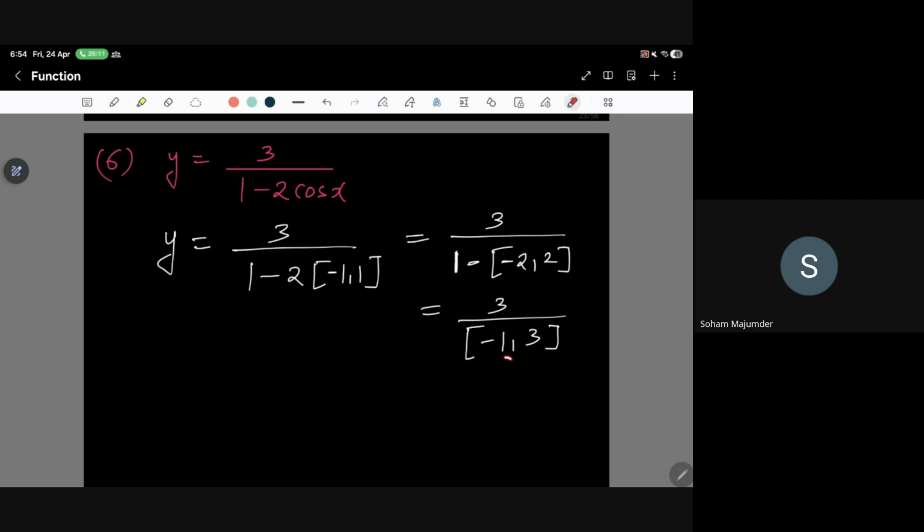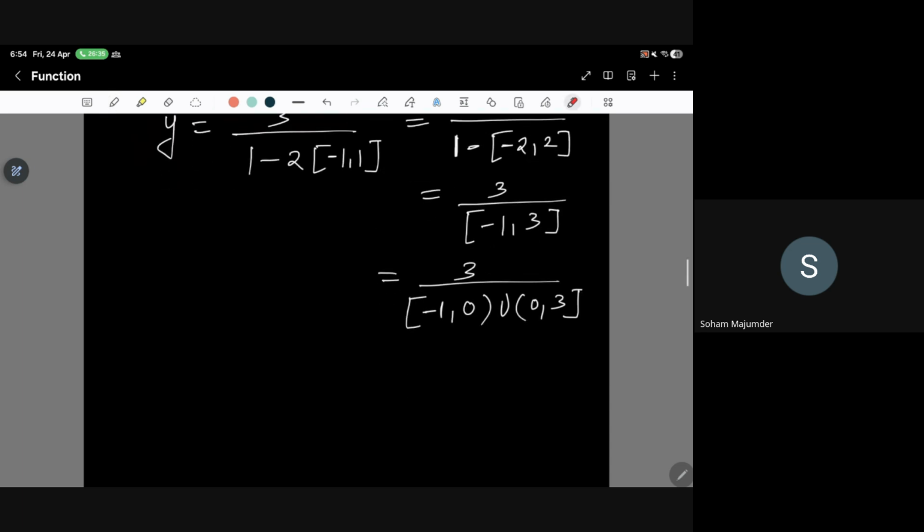So from minus 1 to 3, 0 will be there in the interval, right? That is the point where this becomes not defined, when cos x is half. So you have to break the interval at 0, then you can find the range easily, because 0 cannot be part of the interval in the denominator. Now solving the first part, 3 upon minus 1 to 0.